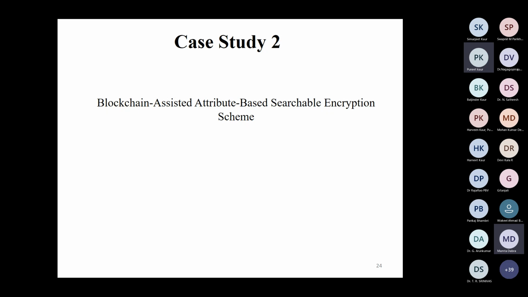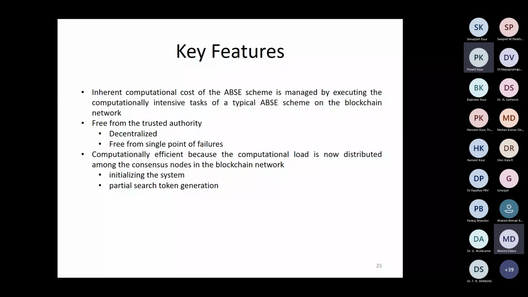So we'll discuss all these things. Now we will be using blockchain technology to construct the attribute based searchable encryption scheme. With the nodes in the blockchain network, we will be delegating some of the computationally intensive tasks to these nodes, and thereby we can achieve a significant reduction in the cost. So that's our second agenda. And these things we'll eventually discuss. These are the key features of this scheme.